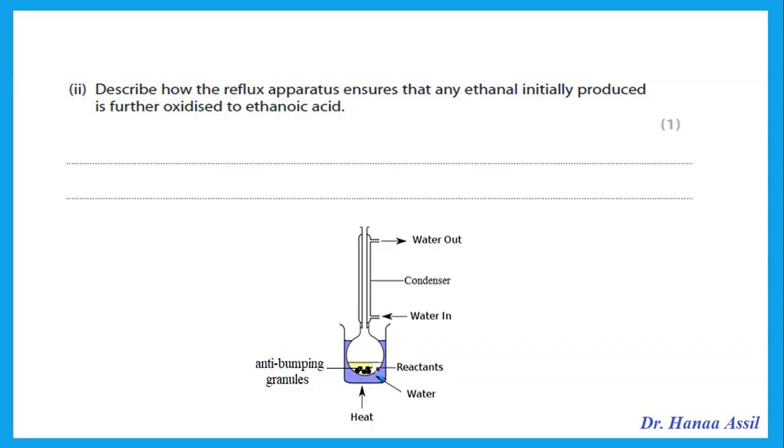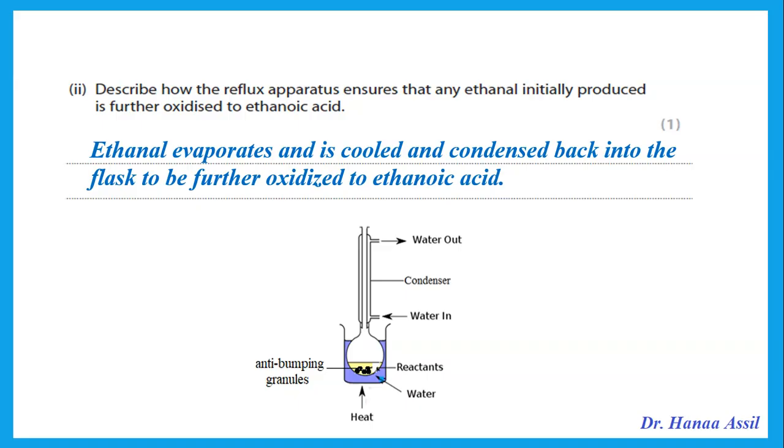Now, how does this ensure that any aldehyde formed is further oxidized? The ethanal, when it is formed, evaporates, is cooled, and condensed back into the flask to be further oxidized to acid.